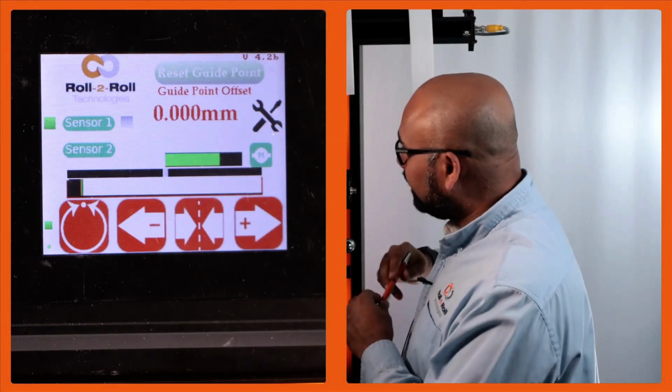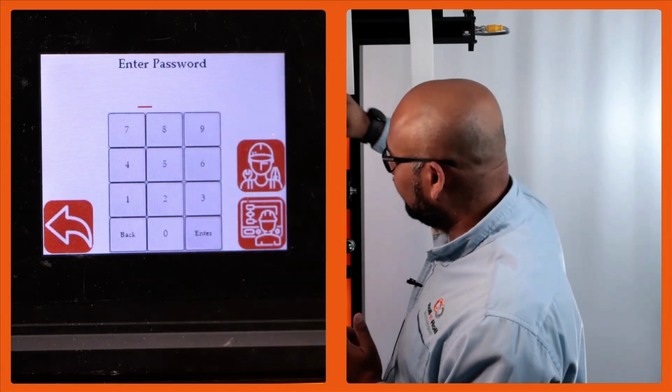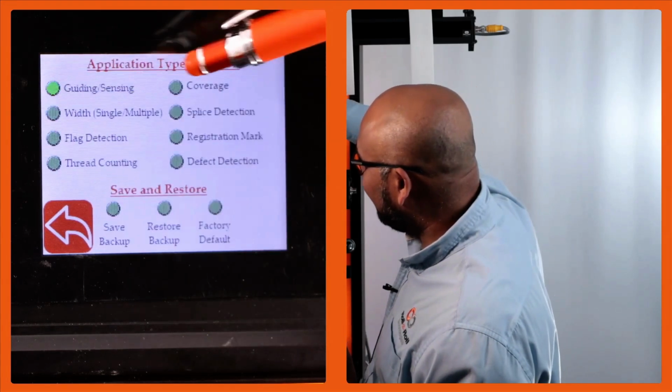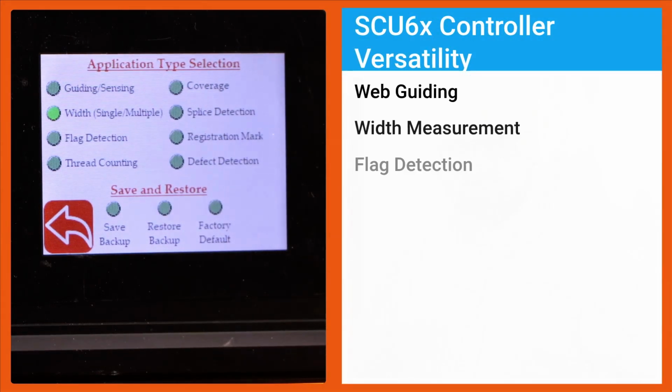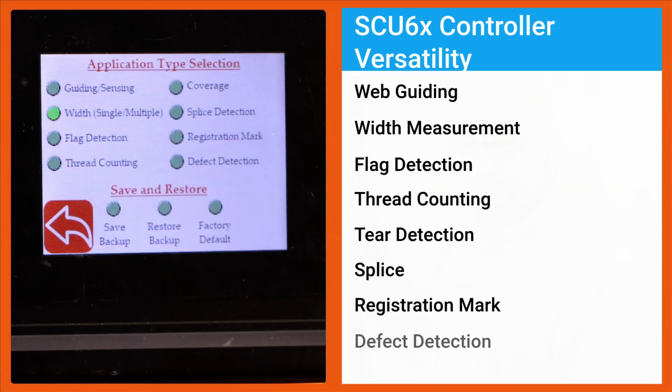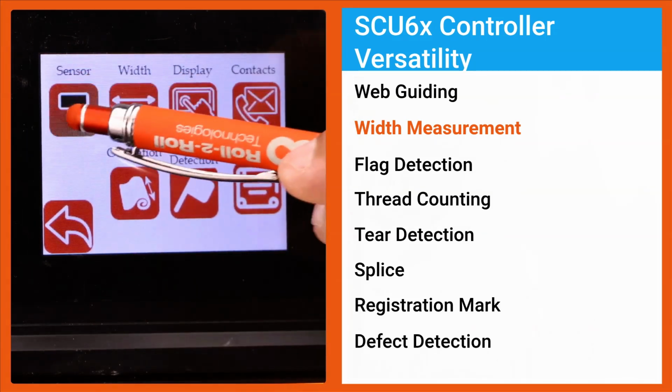Okay, I've got this controller set up right now. On the home screen, the first and foremost thing that we're going to do with the SCU6X is pick the application. SCU6X is a pretty versatile controller. It can be used for a lot of different applications. So in this case, I'm going to set it up for a width measurement application. Could be a single web width or multiple web width. And once we do that, we can go into the sensor screen.